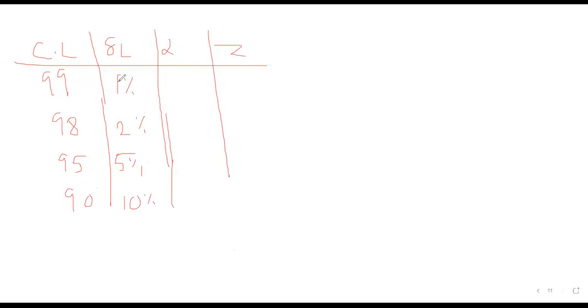Then the alpha is when we divide our significance level by 100. So 0.01, 0.02, and 0.05. And here we have 0.10. And the Z, without alpha over 2, we're going to get what? This one, 2.58, 2.33, 1.96, and 1.645.